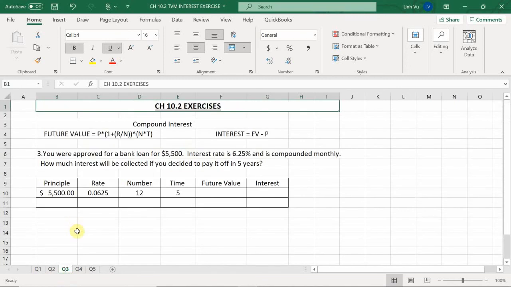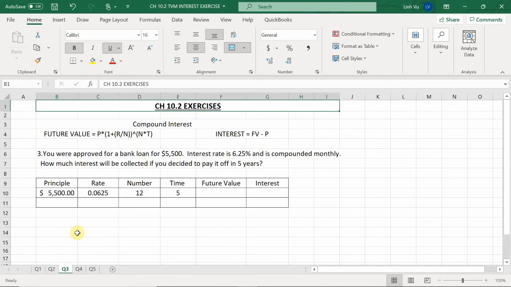This time, this scenario says that you were approved for a bank loan for $5,500. The interest rate is 6.25%, and it's compounded every month, so monthly. How much interest will be collected if you decided to pay it off in 5 years?